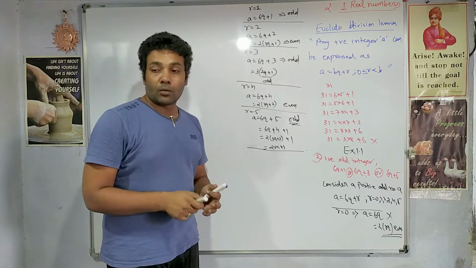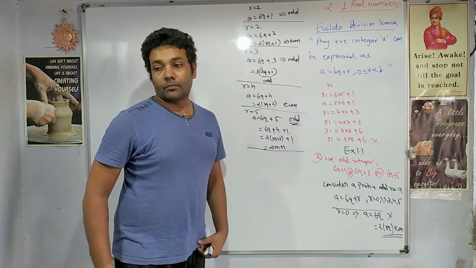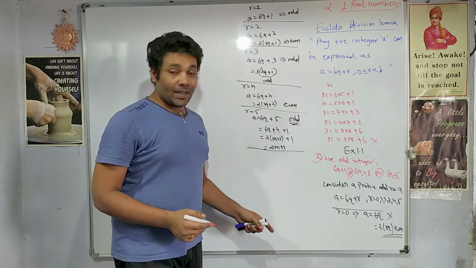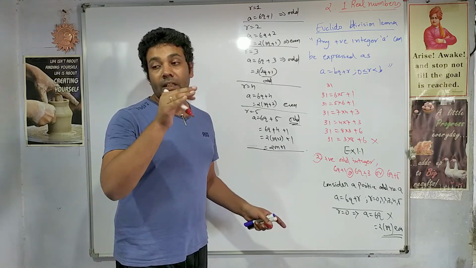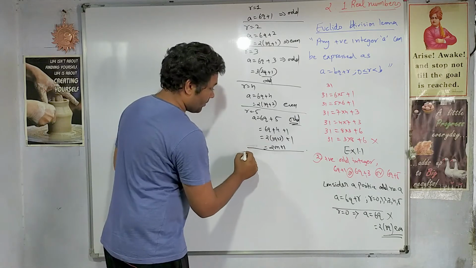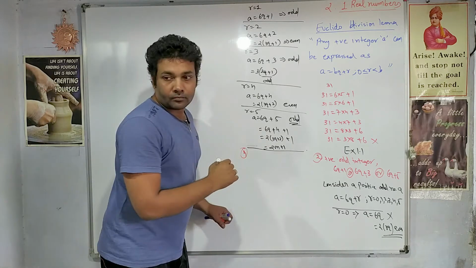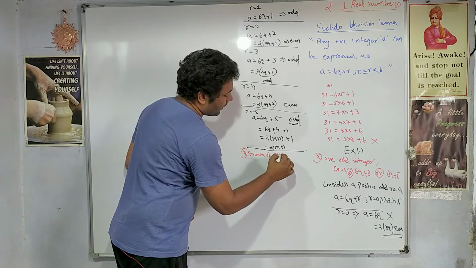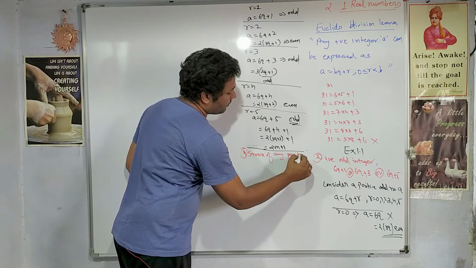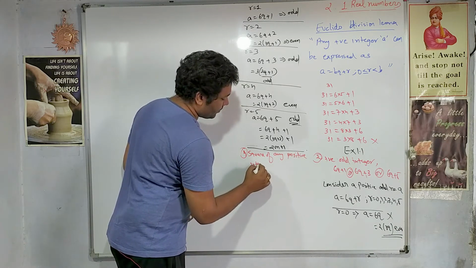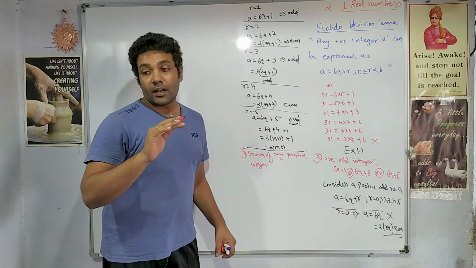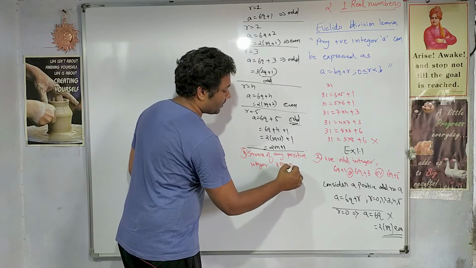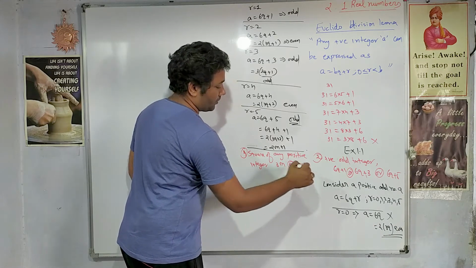Let us see one more question. Fourth one. Square of any positive integer. You take any positive integer and its square can be represented as 3m or 3m plus 1.